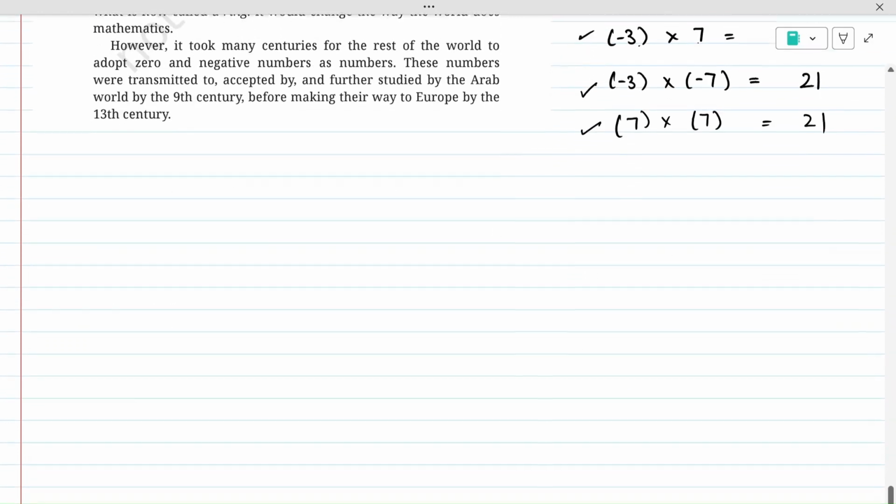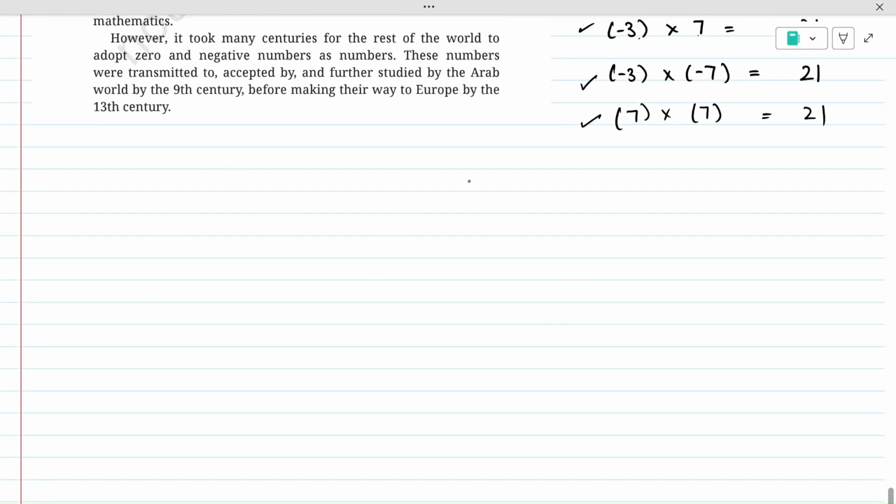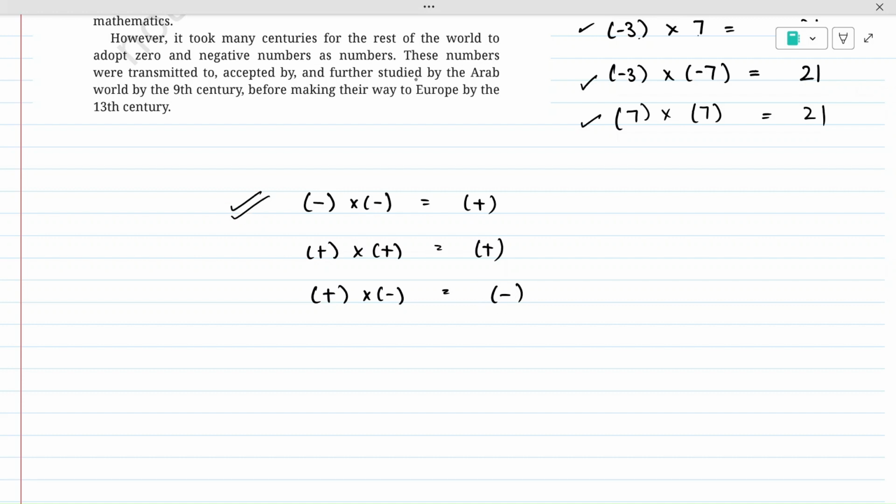In the basic form, you can also always remember that if we multiply minus with minus, we get plus. Plus with plus, we get plus. Plus with minus, we get minus. So this is what you can always remember.